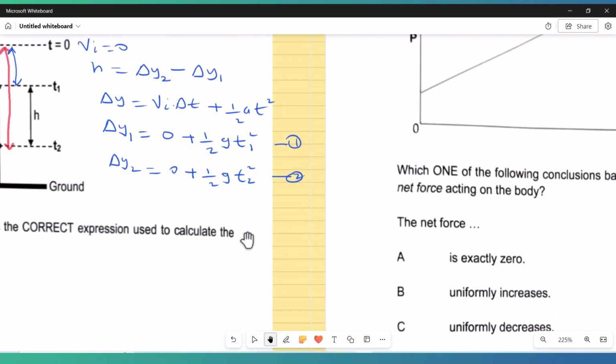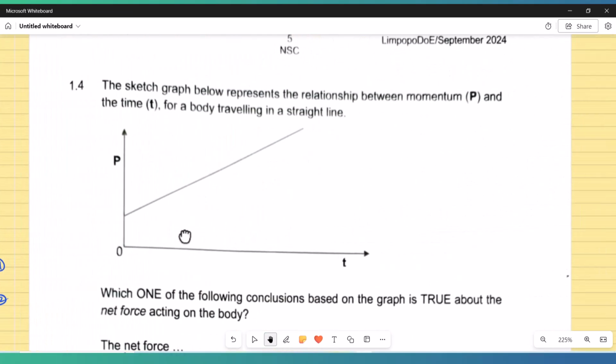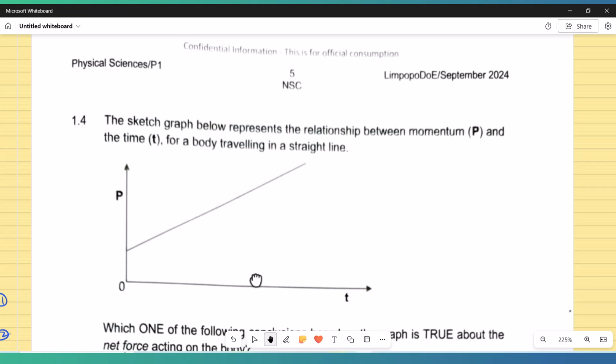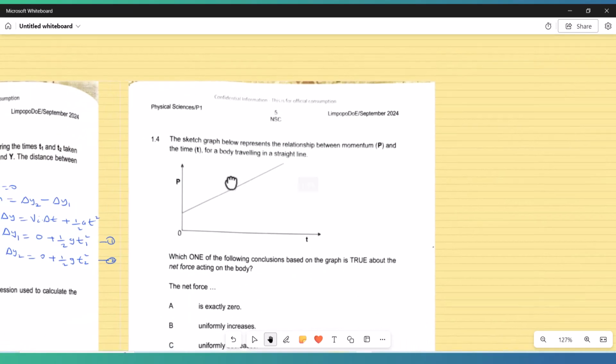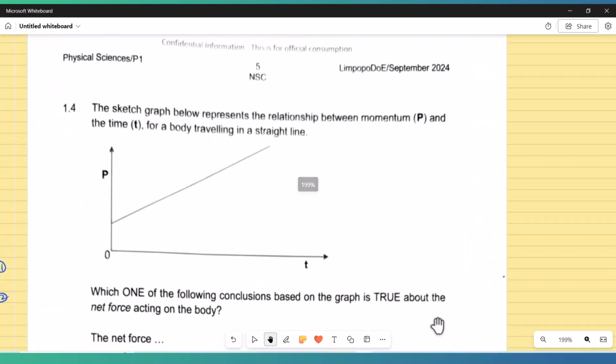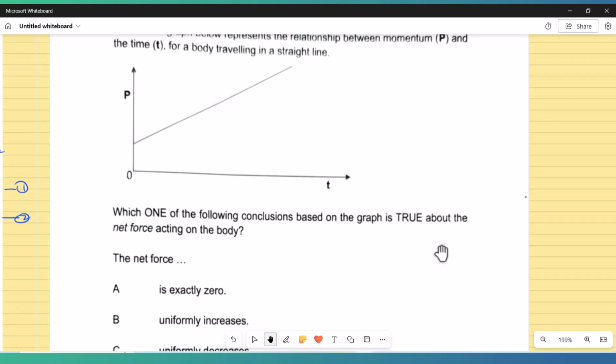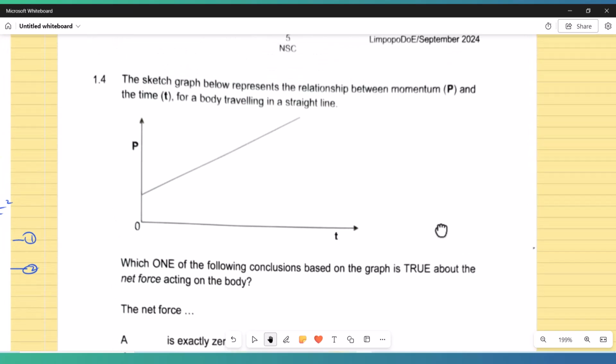Okay, next question, that is 1.4 from Limpopo 2024. They said that the sketch graph below represents the relation between momentum p and the time t for a body traveling in a straight line. Okay, so now in this case, what are we supposed to do? So what we have here on the y-axis, guys, we have momentum. But what is momentum? That is mass times velocity, which means that I have got here mass multiplied by velocity. This is change in time.